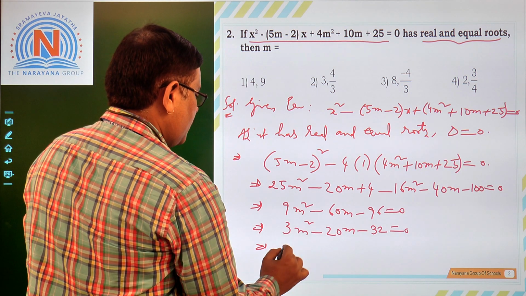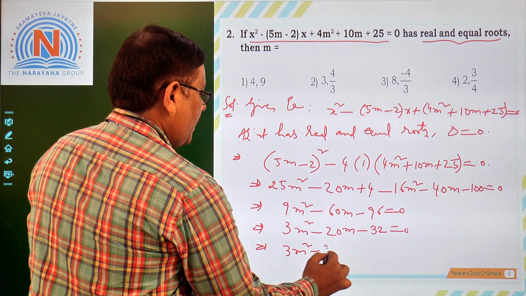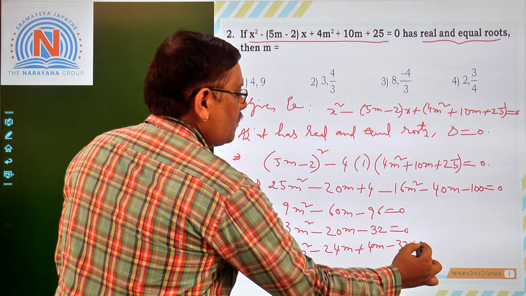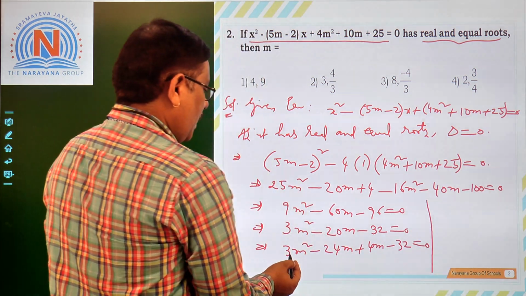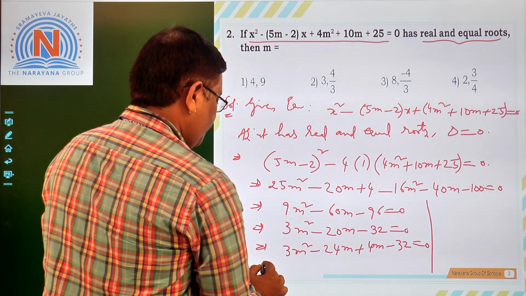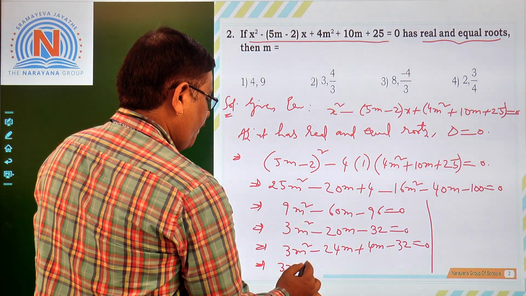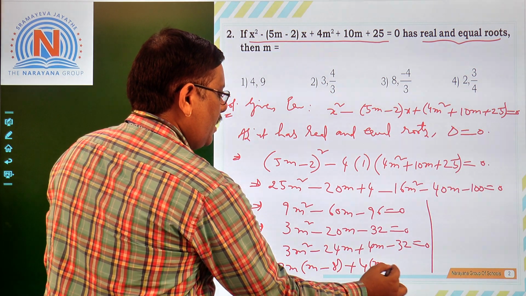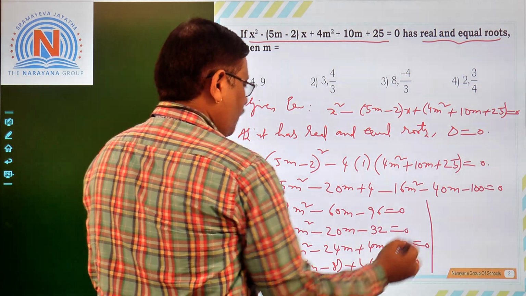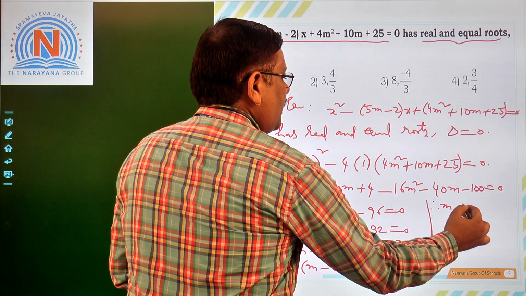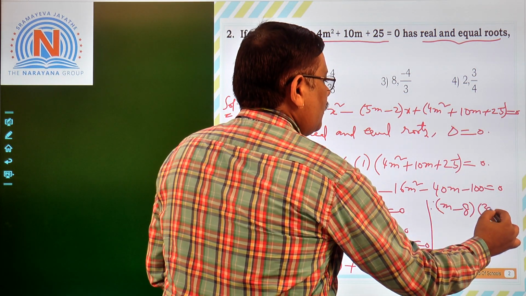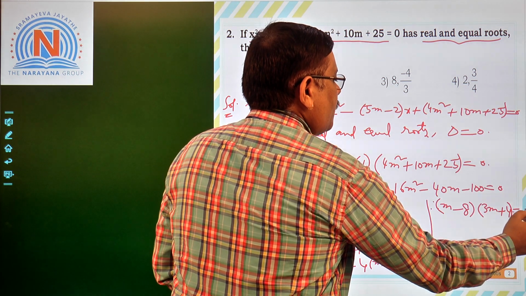So we can write it as 3m square minus 24m plus 4m minus 32 is equal to 0. Now if you take 3m common here, we have m minus 8, plus, if you take 4 common here, m minus 8. Therefore we can say m minus 8 times 3m plus 4 is equal to 0.